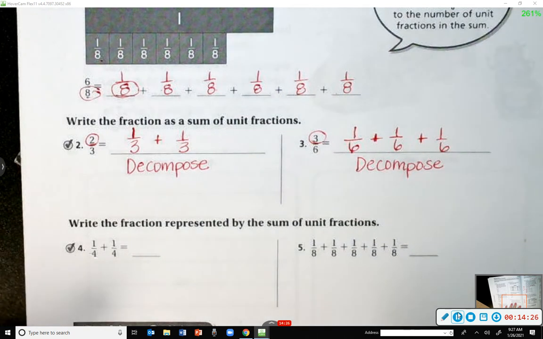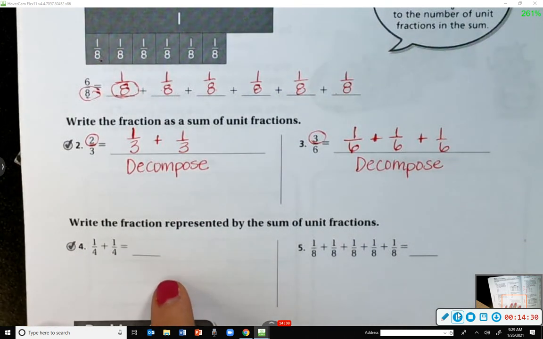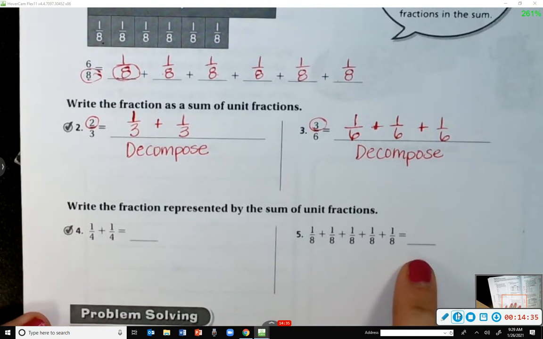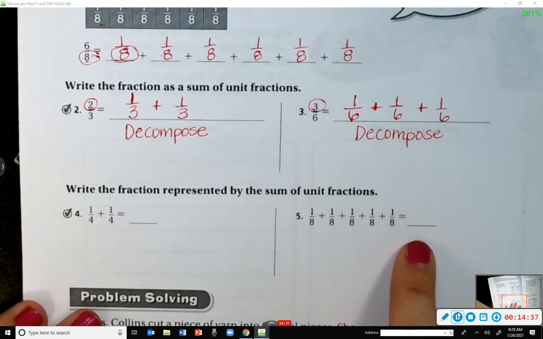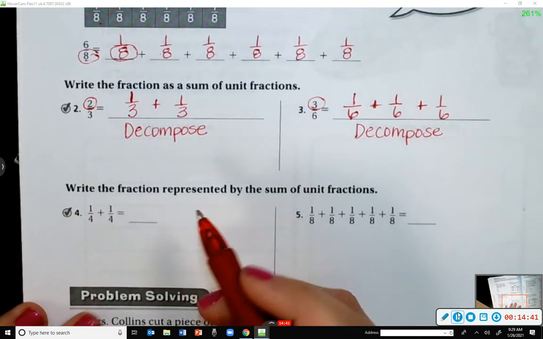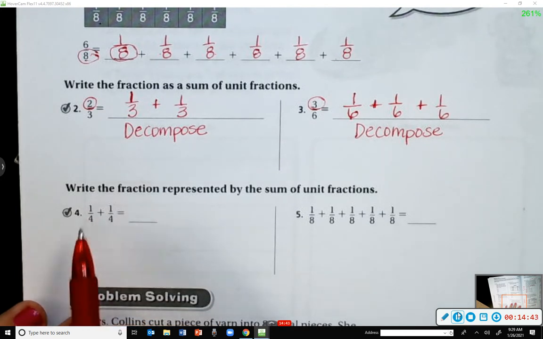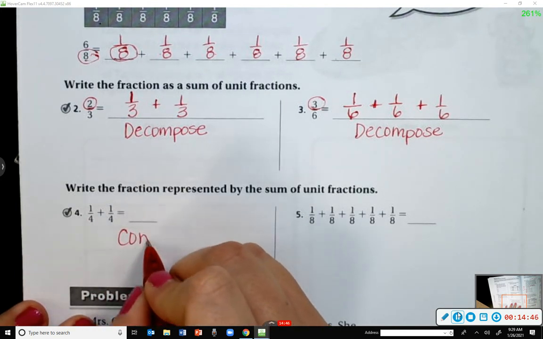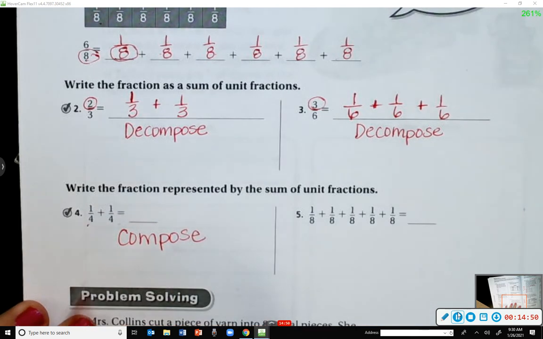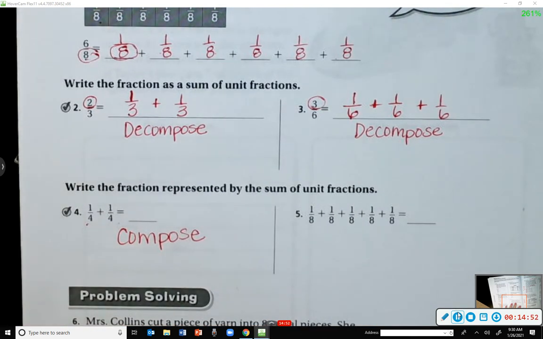Okay, so if you're catching up with the video now, we have paused it so we have time to do 4 and 5. So now we're going to check those to make sure you got them right. If you still haven't done those, pause the video. So now we are composing because we are adding the 2 fractions and bringing them together.